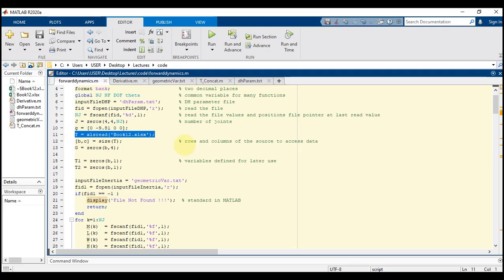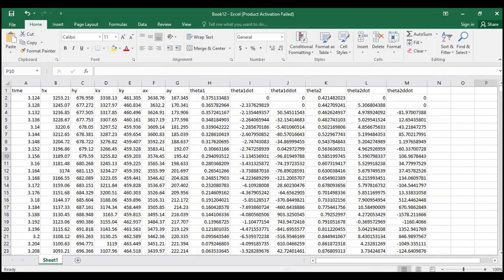XLS read actually opens the Excel sheet, which is our source file here. Let us see what is there in this source file. Here we have the time values. We have the coordinates for the starting of the first link, the ending of the first link or the starting of the second link, and the ending of the second link.